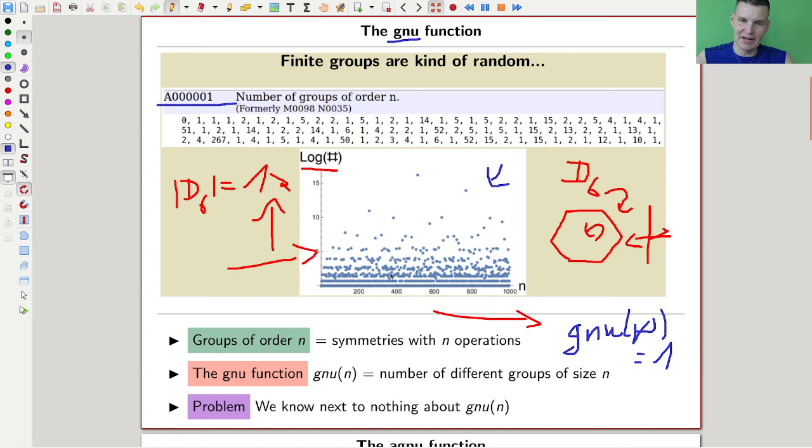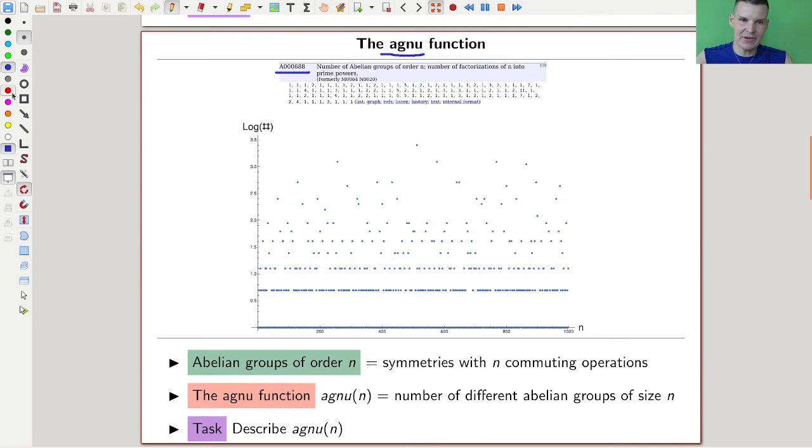Just have a look at this plot again. Pretty random. Here you can somewhat clearly tell that there are kind of layers in this plot. And yeah, we'll see that in a second. You can actually describe the layers very explicitly. So the task is to give up on describing the GNU function itself, which is like hopeless, and just count the number of abelian groups of a given order.